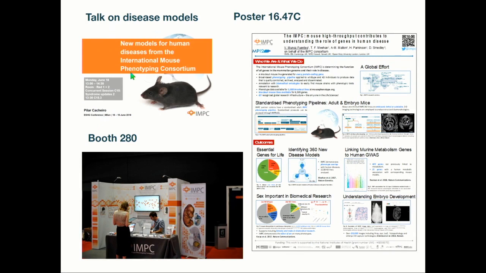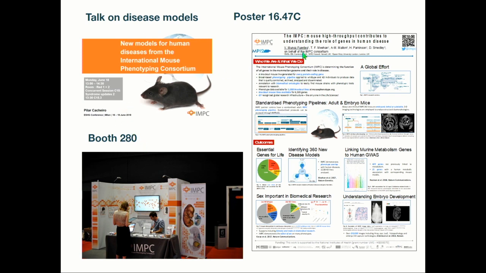I just want to advertise, if you want to find out more about IMPC, Pilar from my team is giving a talk on Monday afternoon, and she's going to go into way more detail on how we do the disease model pipeline, and particularly some compelling new disease models we found since publishing that paper in Nature Genetics. We've also got a nice new booth in the exhibition centre, booth number 280, so please come and visit us. I think we're going to be there the whole time.